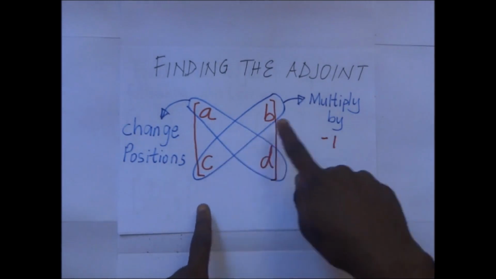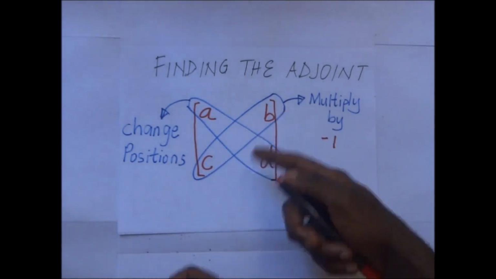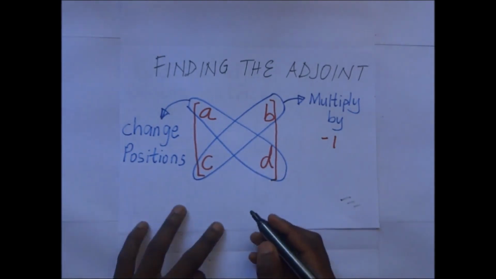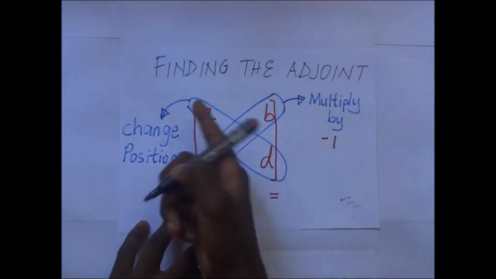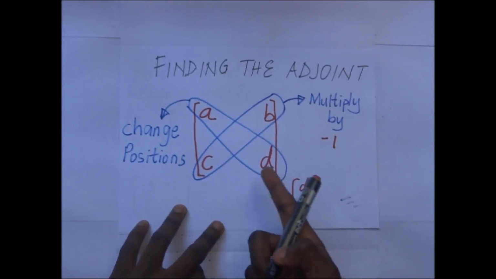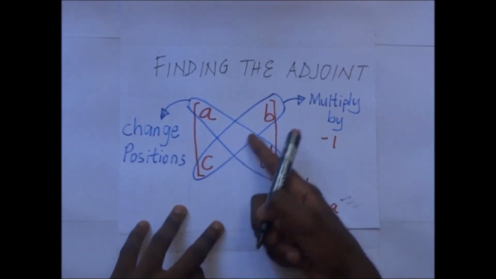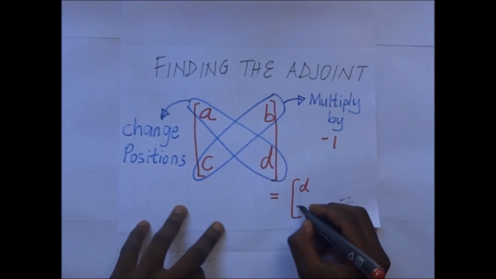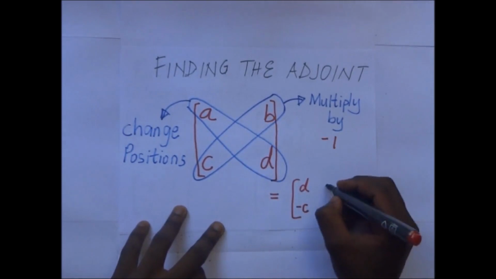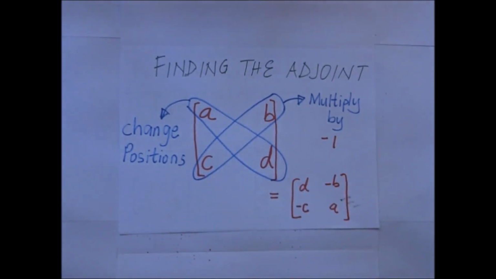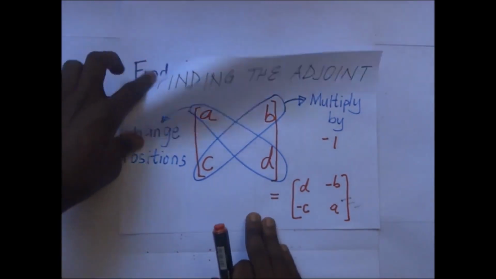Then in the minor diagonal, we simply multiply by -1. So in this illustration, our adjoint will become D here and A here. Then these ones are multiplied by -1, and we will have -C and -B. And that is our adjoint. Let's do a few examples to illustrate this point.